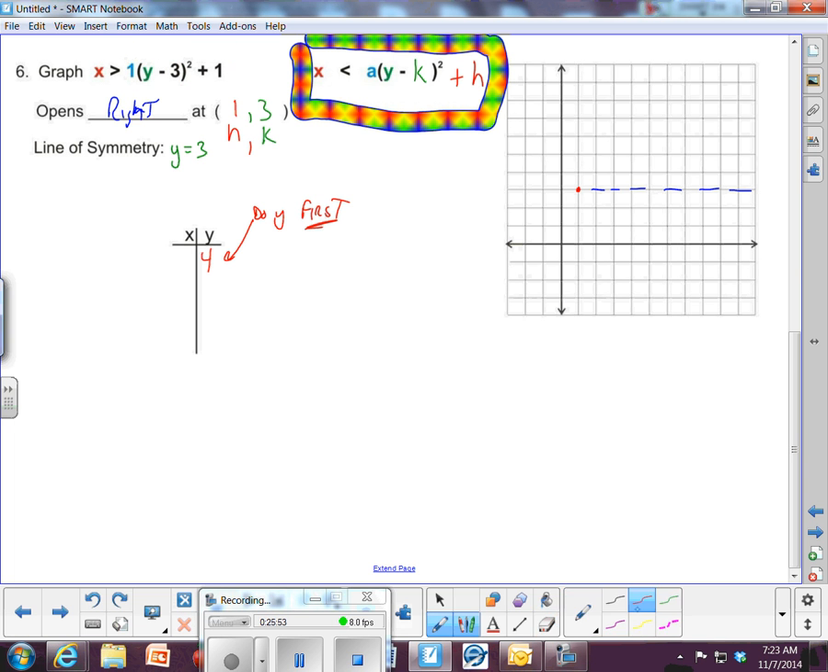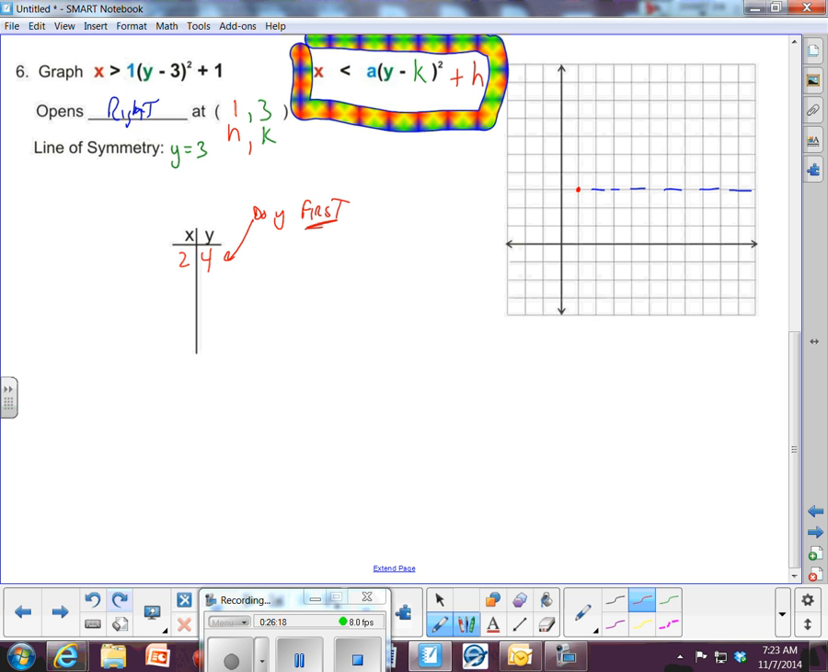So here's what we're doing. We're sticking a 4 in for the y, right? 4 minus 3 is a 1. 1 squared is 1. 1 times 1 is 1. 1 and 1 is 2. See what we did? We wanted to find the y. We want the y to allow us to find the x.